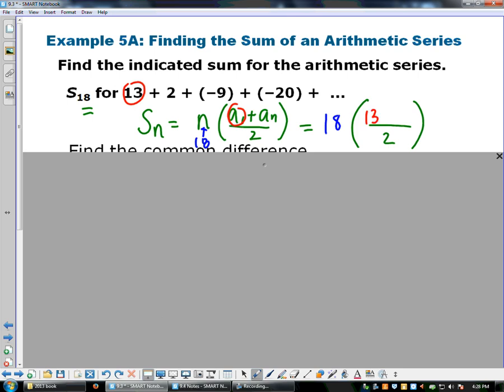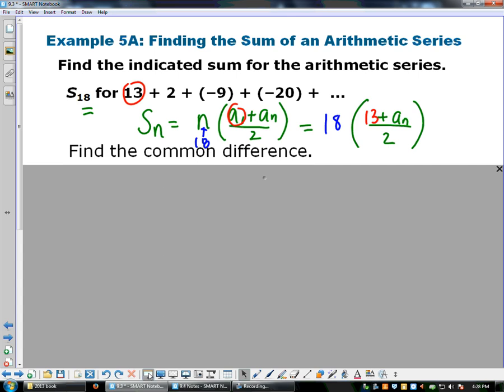However, I don't know what the 18th term is. So I need to find a way to find that 18th term so I can add it in right here to the end. So that's what we're going to do first. So what's the common difference between terms?